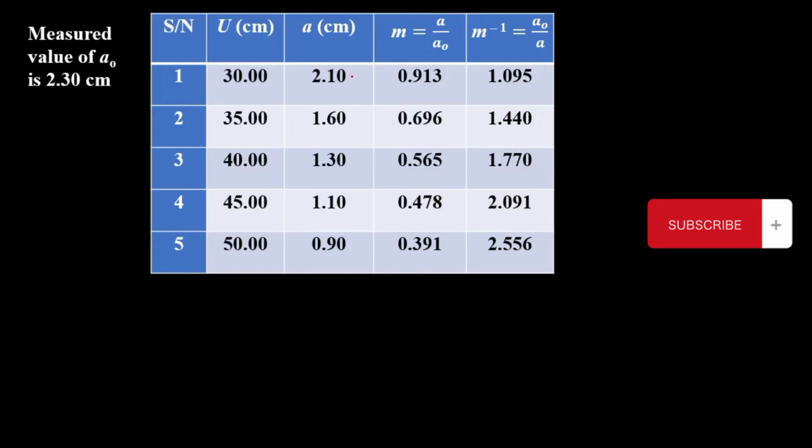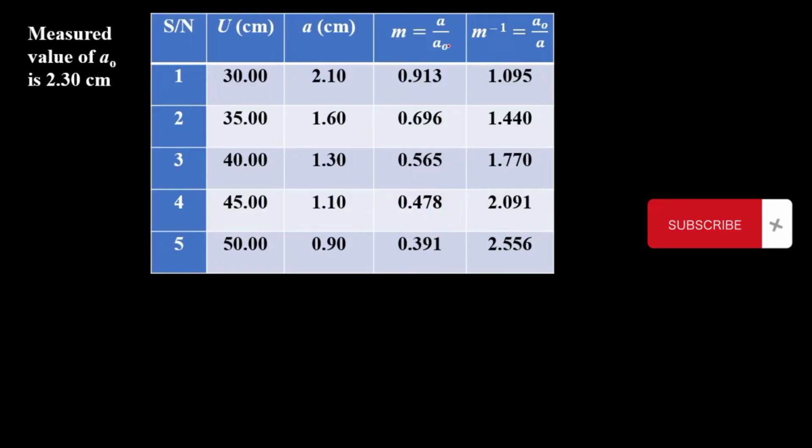The second thing I'd like for us to take note of on this table is the fact that our units are expressed beside the quantity. Now, we know that the standard unit for length is meters. However, the measuring instrument we used is calibrated in centimeters. As such, we have our U in centimeters and also A in centimeters. Our M and M inverse have no units. Why? The units of A would divide that of A naught. Our A is in centimeters, our A naught is in centimeters.